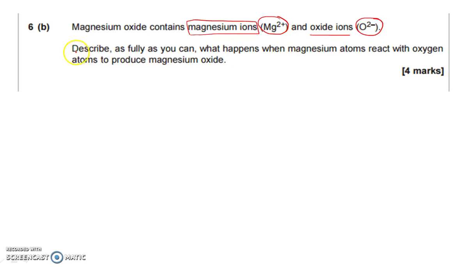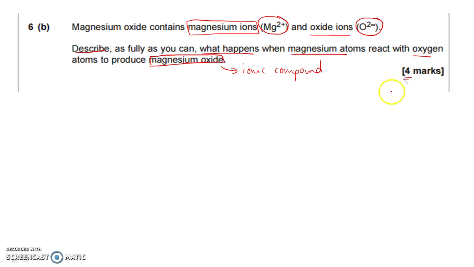Really key point here. Describe. So all we're doing with describe is just say what happens. As it says, say as fully as you can what happens. So what happens to magnesium when it reacts with oxygen to make magnesium oxide? Now they've mentioned magnesium ions and oxide ions. And remember, magnesium oxide is an ionic compound. So that should give you a clue as to what you need to talk about.